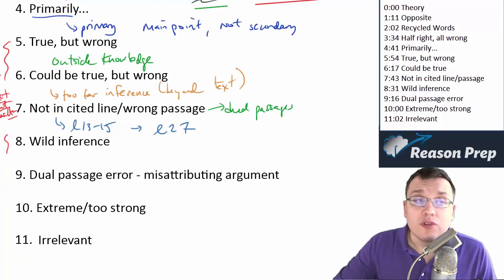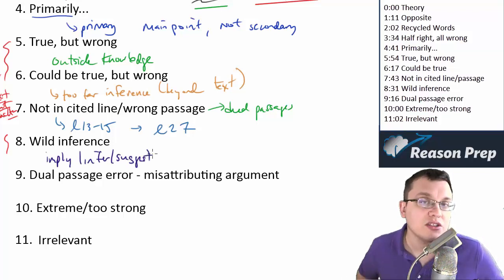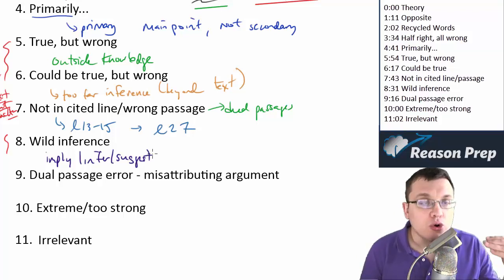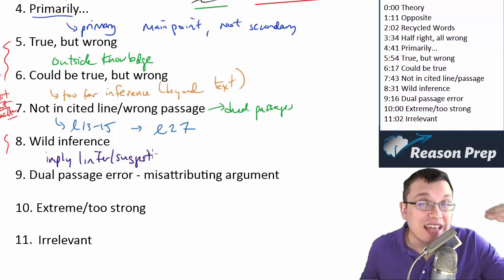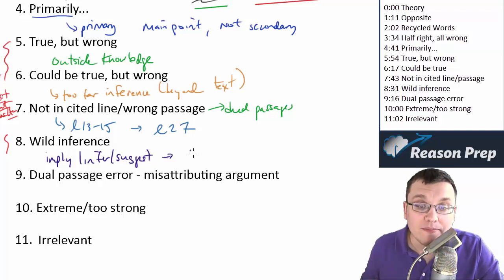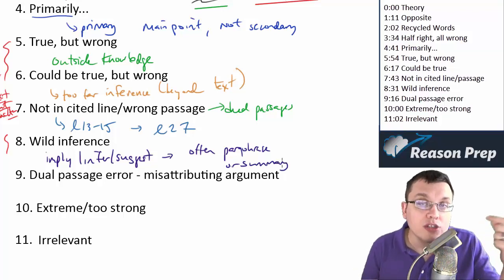Wild inference, again, related to 5 or 6. This deals specifically with questions where you have to do an imply or infer or suggest type question, right? What does this passage suggest or imply? What can you infer from this? As we've discussed, you're only going to be one step, like one logical step beyond what's in the passage. And often, it's really just a paraphrase or a summary of what you read. It's not even really much of an inference. But even if it were an inference, it's only like one logical step away.